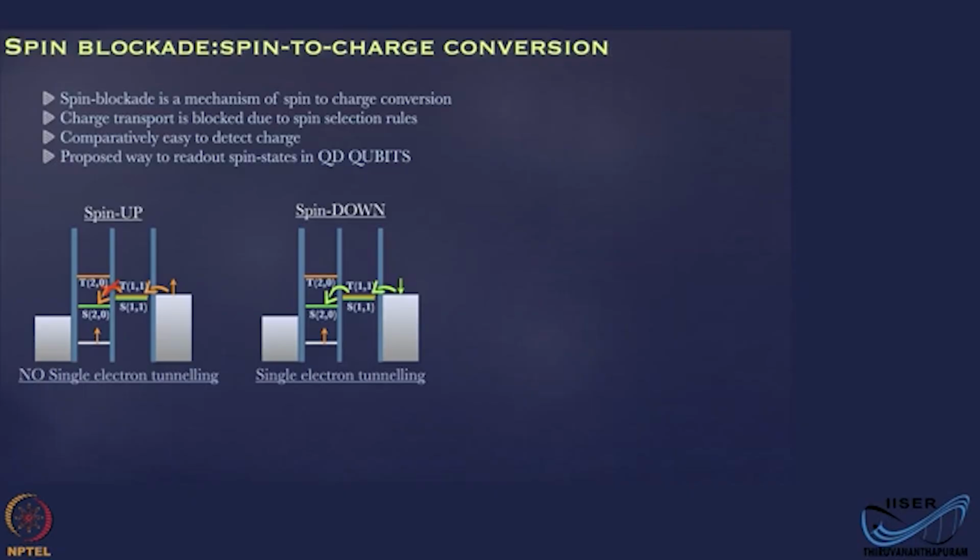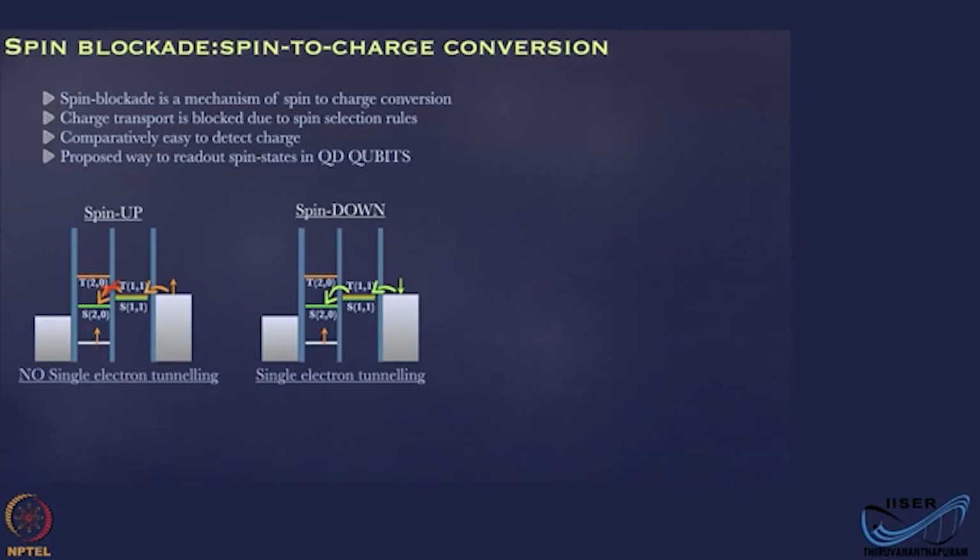And that is the proposal for detecting the state of a qubit for the quantum dot spin qubit architecture. So in one case you have no tunneling event, in the other case you have a tunneling event. And detecting the charge state of a dot is very easy compared to spin state. And that you will see in one of the upcoming lectures. Okay. So you can detect the charge state of this dot.